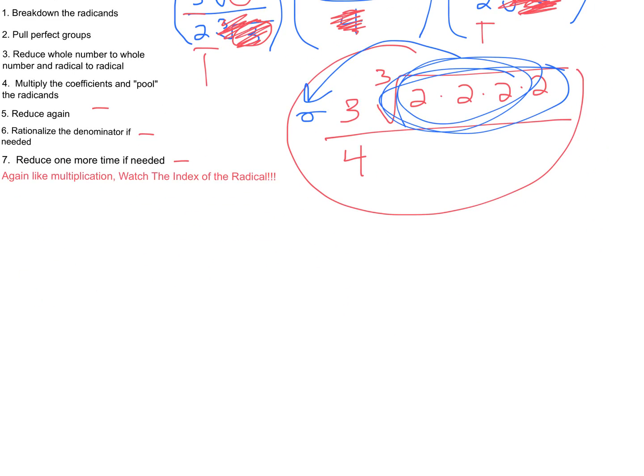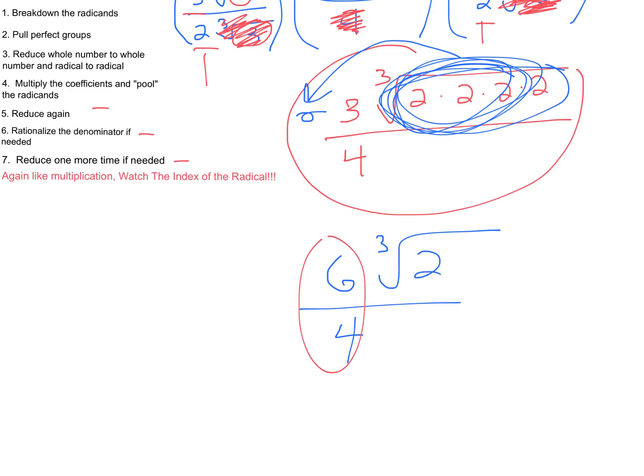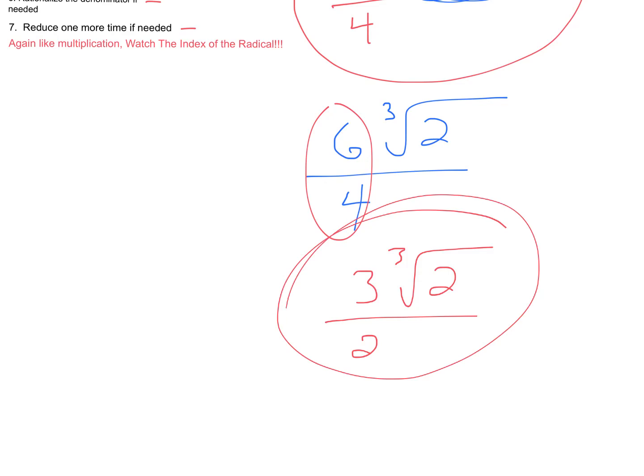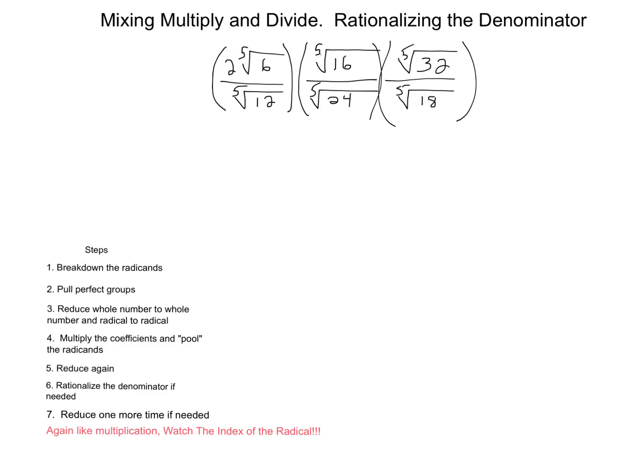Alright, let's try that again. So yes, we can pull perfect groups. So, kicks out as a 2, so 6 cube root 2 all over 4. And then, now we can reduce. So 3 cube root of 2 all over 2. And now that would be done. Alright, give this one a shot. I'll give you about a minute, and then we'll talk about it.